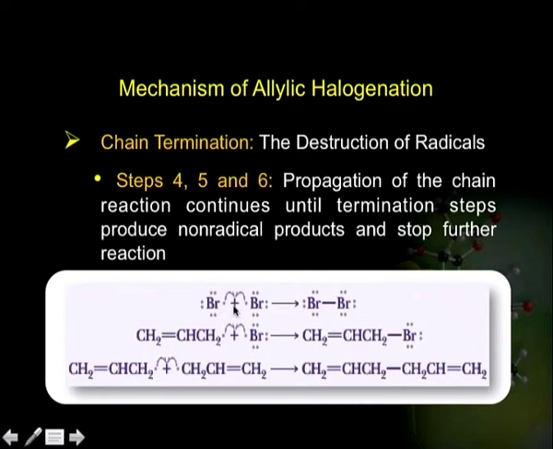So, either two bromine radicals can combine to give a bromine molecule, there can be an allylic substitution with an alkene radical and the bromine radical, and also there is a possibility that two alkene radicals may combine together and give rise to a dialkene. So, this is how the chain gets terminated.